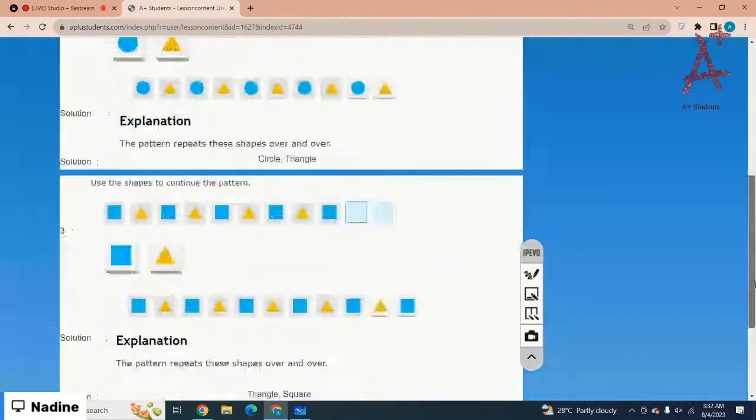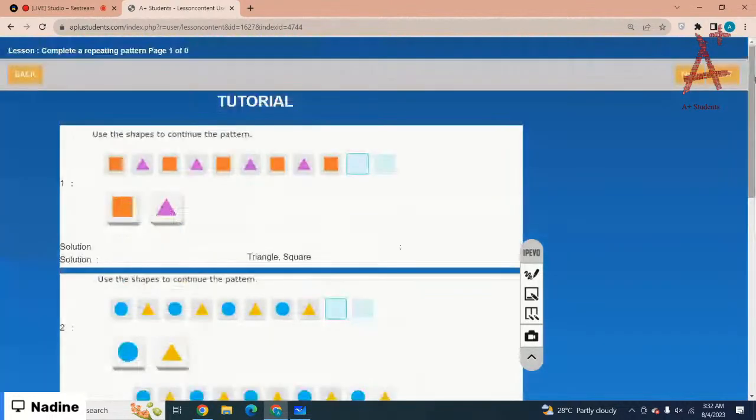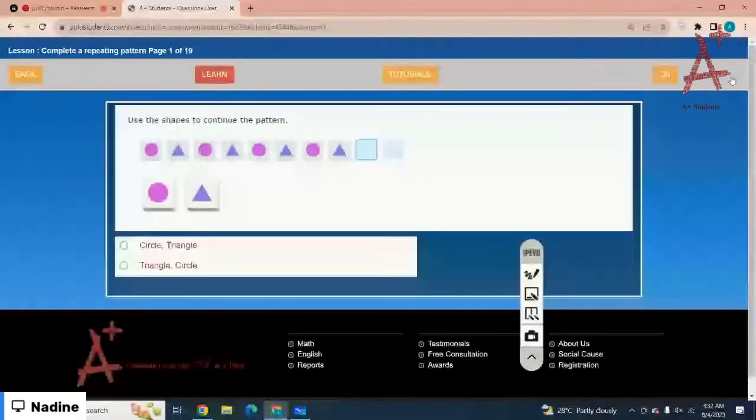Okay, the next one is use the shapes to continue the pattern. So you have a square, then a triangle, right? Here you have a square. That means the next one would be triangle and a square. Okay, let's start with the test questions. Okay, use the shapes to continue the pattern.